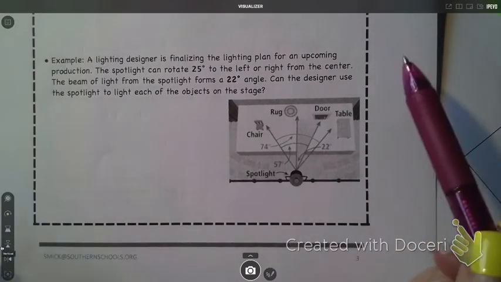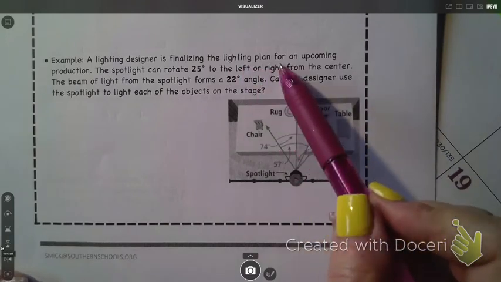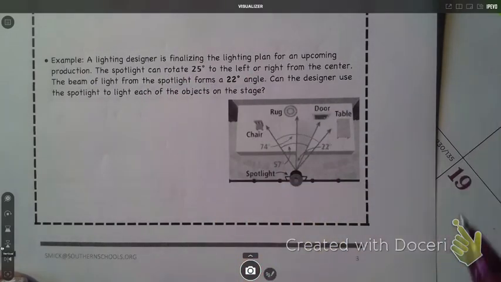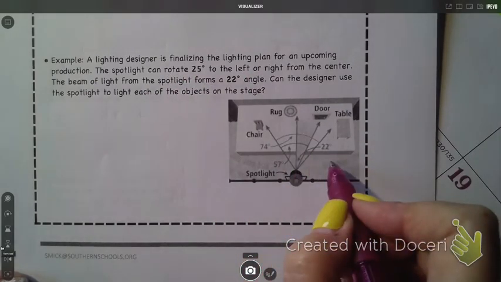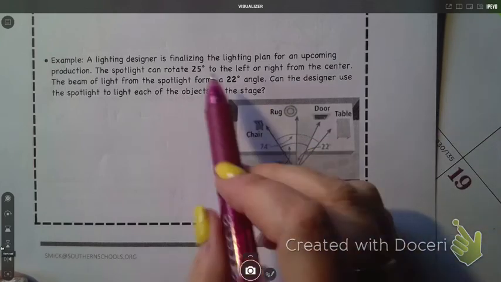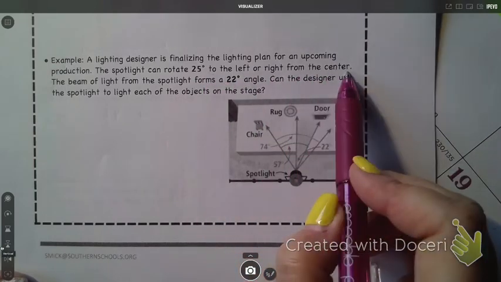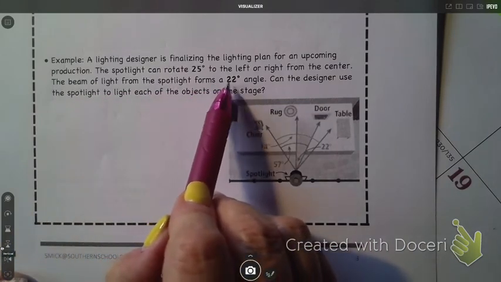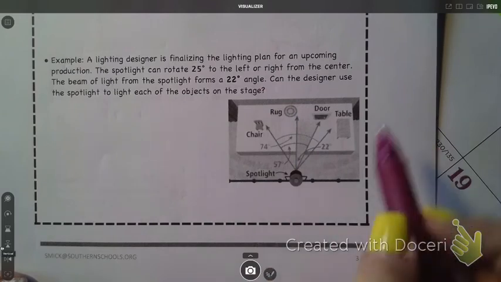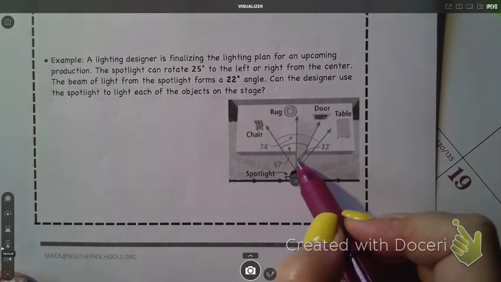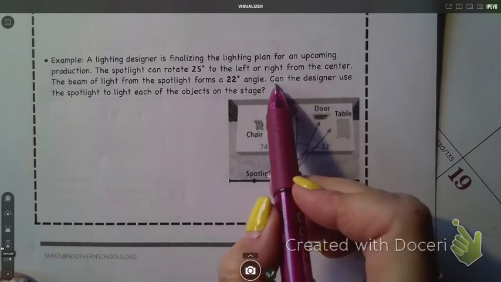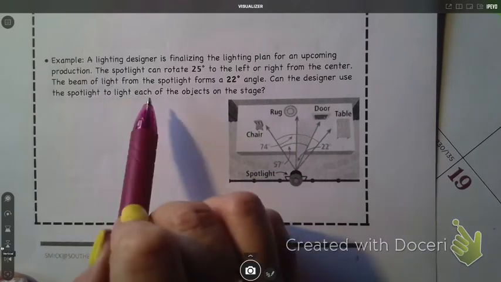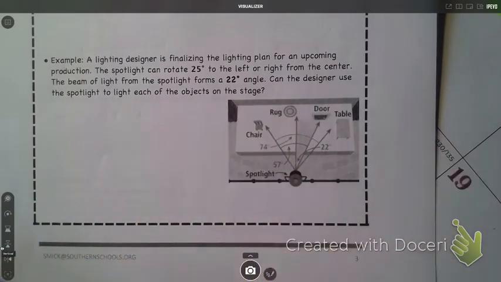Okay. A lighting designer is finalizing the lighting plan for an upcoming production. The spotlight can rotate 25 degrees. So here it can go this way 25 and this way 25, to the left and to the right from the center. The beam of the light from the spotlight forms a 22-degree angle. So like right here, see how it has it 22 degrees? Okay. Can the designer use the spotlight to light each of the objects on the stage?